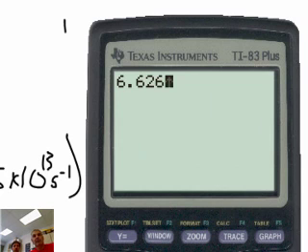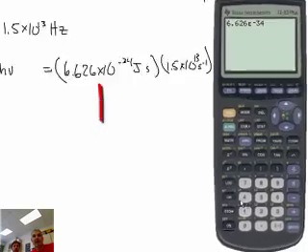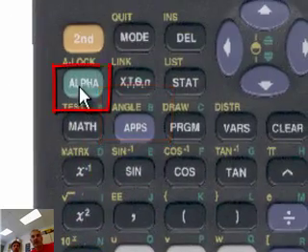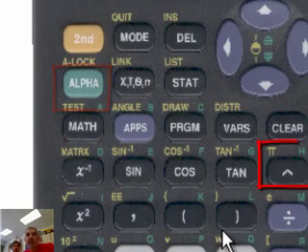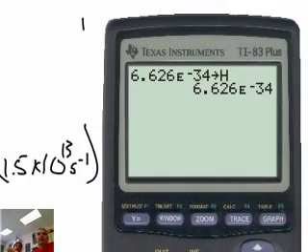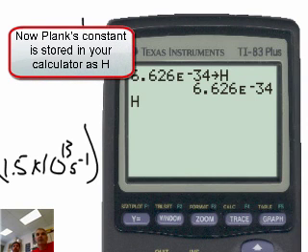Let me show you something, guys. It's E negative 34. Watch what I do. I'm going to push the store button, and I'm going to say alpha, choose H, and push enter. Now every time I do alpha H, that number comes up. It's saved.